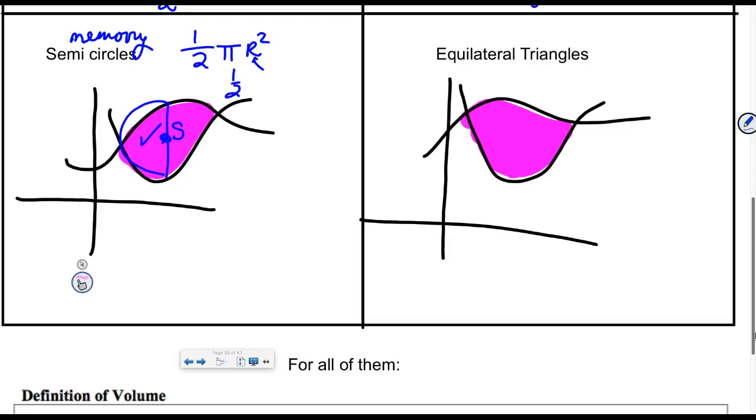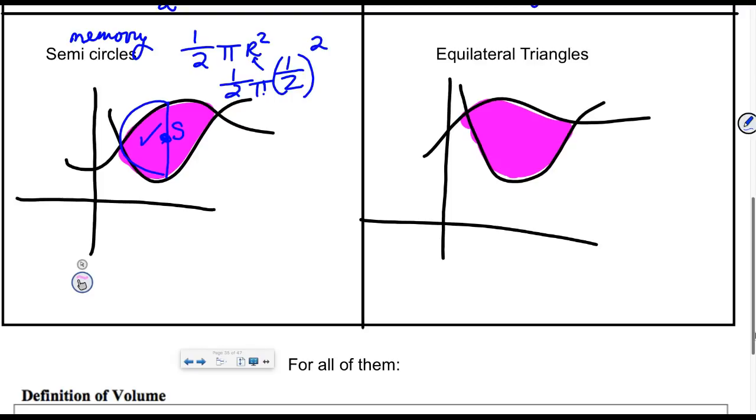I'd have 1/2 pi. Come on, marker. It's saying stop doing math. I'm sick of it today. That's my marker talking.